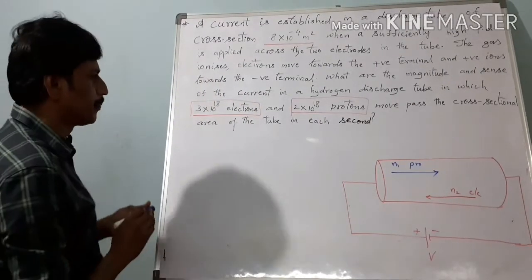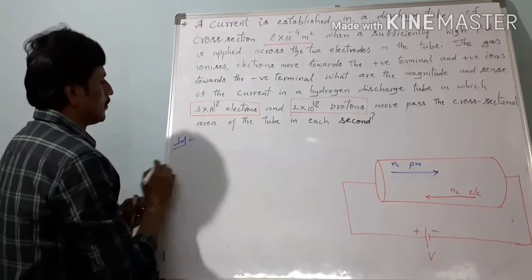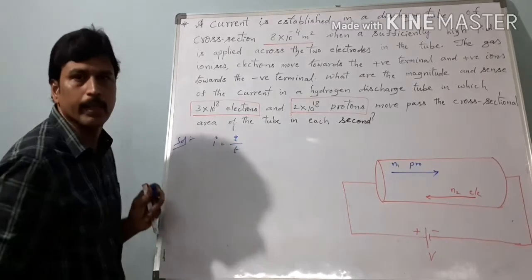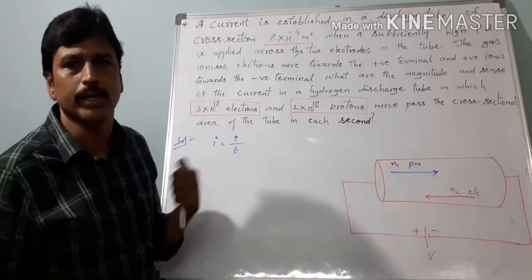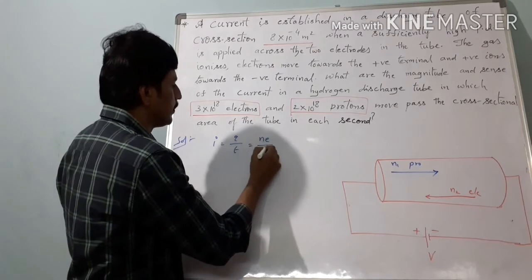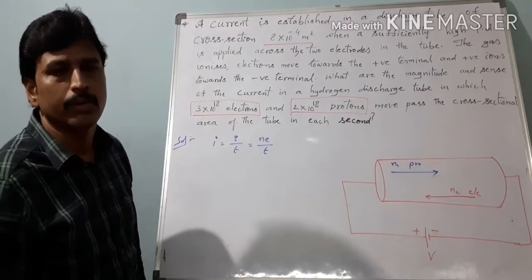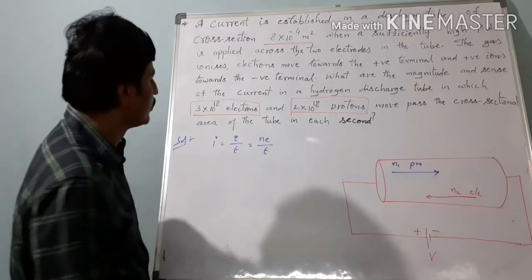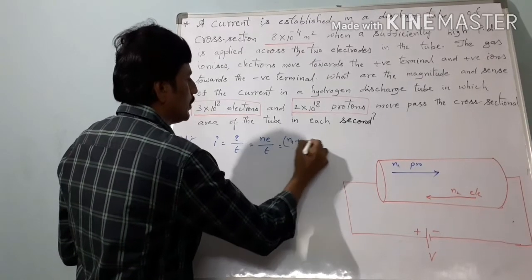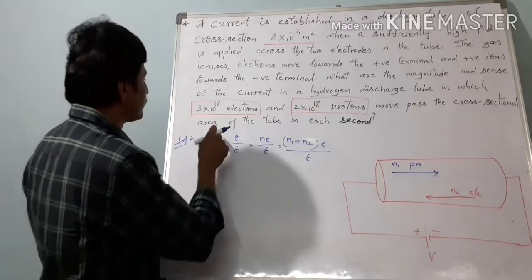What is the formula? I is equal to Q by t. Here Q means quantization of charge, which is equal to N e by t. Here N means total number of particles, which is N1 plus N2, into e by t. This is the formula.